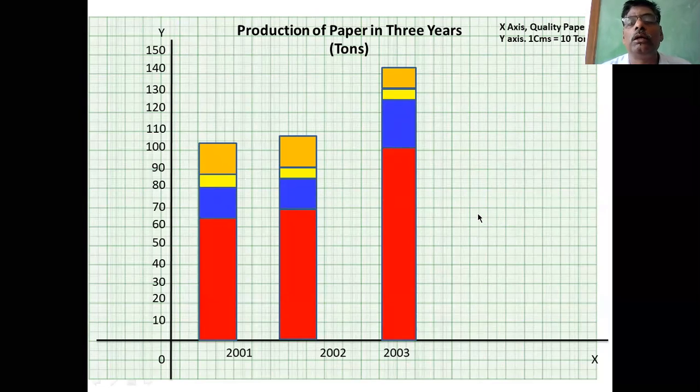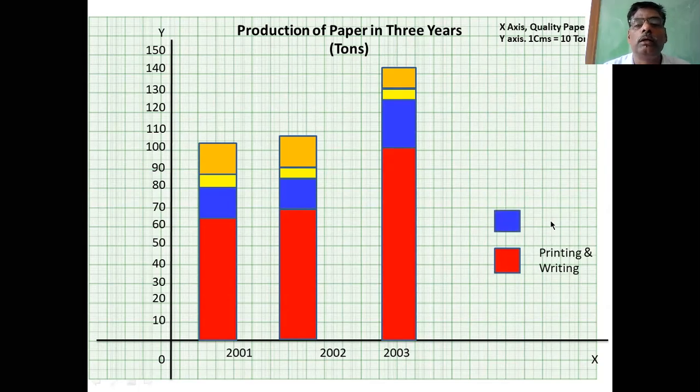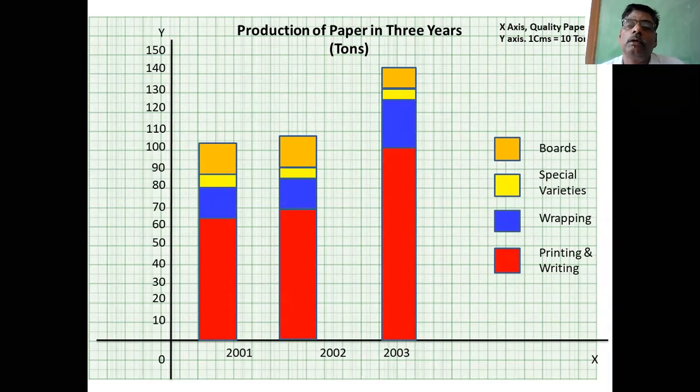And you show the index. In the index, this red color indicates printing and writing paper. Then blue color indicates wrapping paper. Dark yellow represents special paper. And light yellow indicates boards. Okay, this is the subdivided bar diagram or component bar diagram. In this way you have to draw the diagram. This is the third type of diagram.